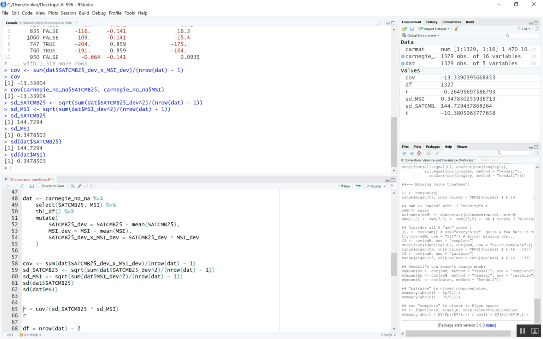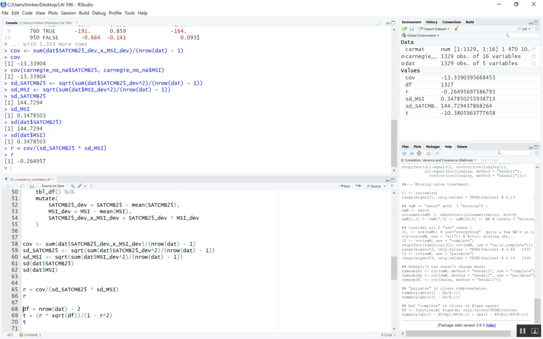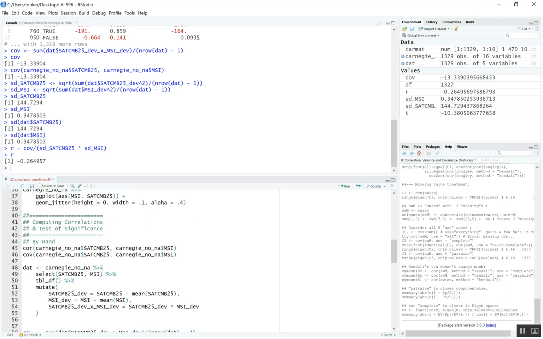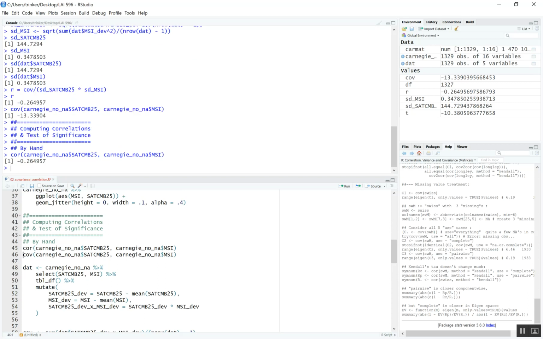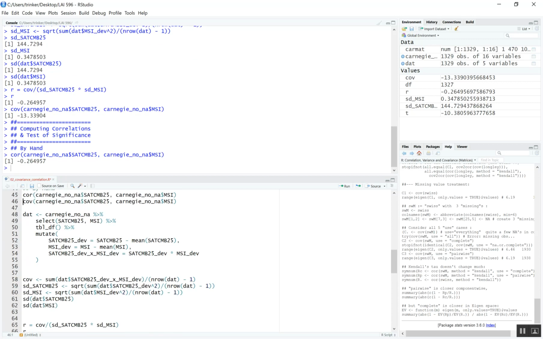So now computing r is a rather simple act. We just take the covariance divided by those two standard deviations multiplied together, and we get the correlation there. And let's see if that matches the correlation that we used R to compute. And it does not match because that is the covariance. There's the correlation. So it's a negative, I'd say small to moderate correlation, negative correlation, right?